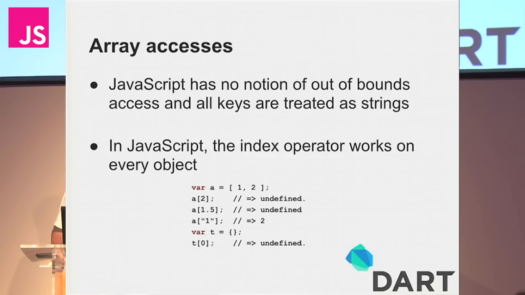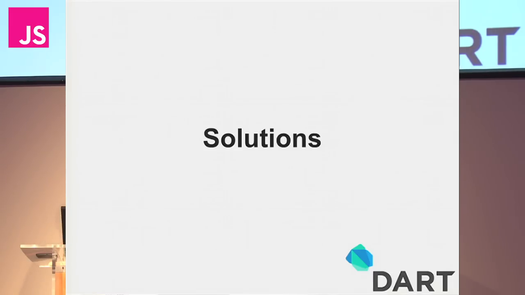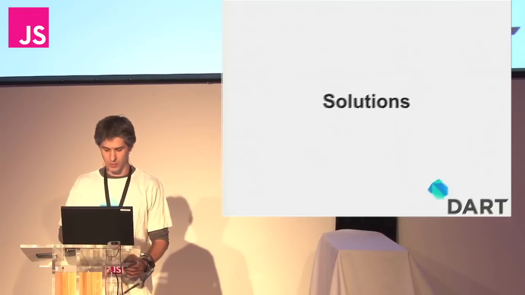The plus operator in JavaScript works on any object. It accepts everything, starting with integers, doubles, objects, strings, and in some cases it merges them. As you can see, a plus of the string 1 is similar to calling a plus of 1. So all those things are invalid in Dart, and we need to check those. So what are the solutions that we came up with?